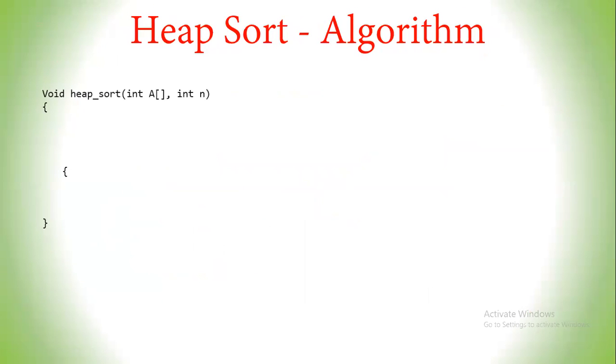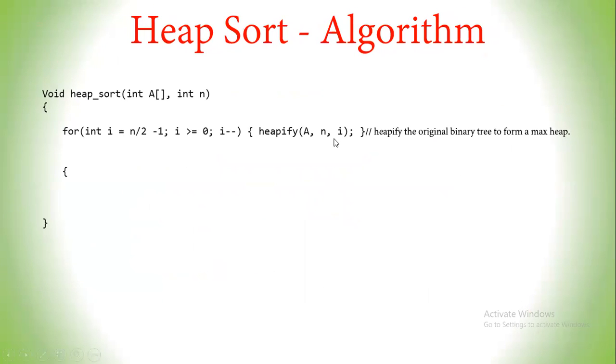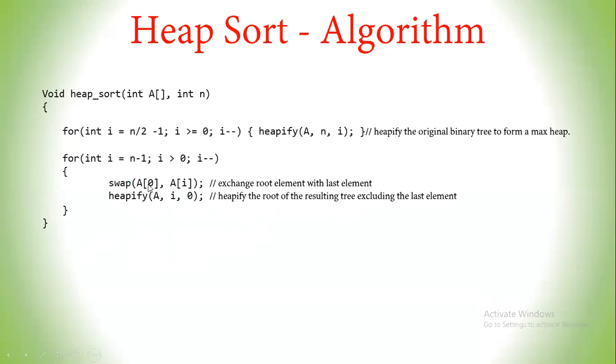So the first part of heap sort is this for loop, which we discussed, where we convert the original binary tree to form a max heap. Then the second part is the removing, that is the actual sorting algorithm. That means exchanging the top of the max heap with the last element and removing the last element. That is this loop. So we exchange the top of the max heap with the last element, remove that last element, and heapify the resulting tree. And we do this again and again to sort the tree.